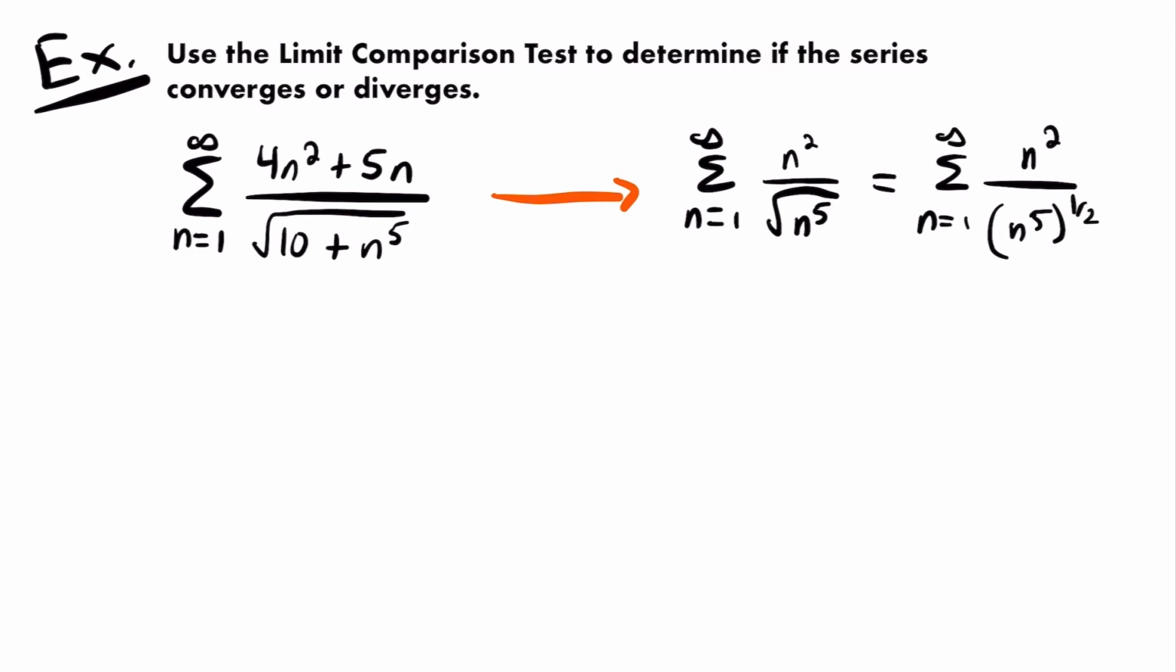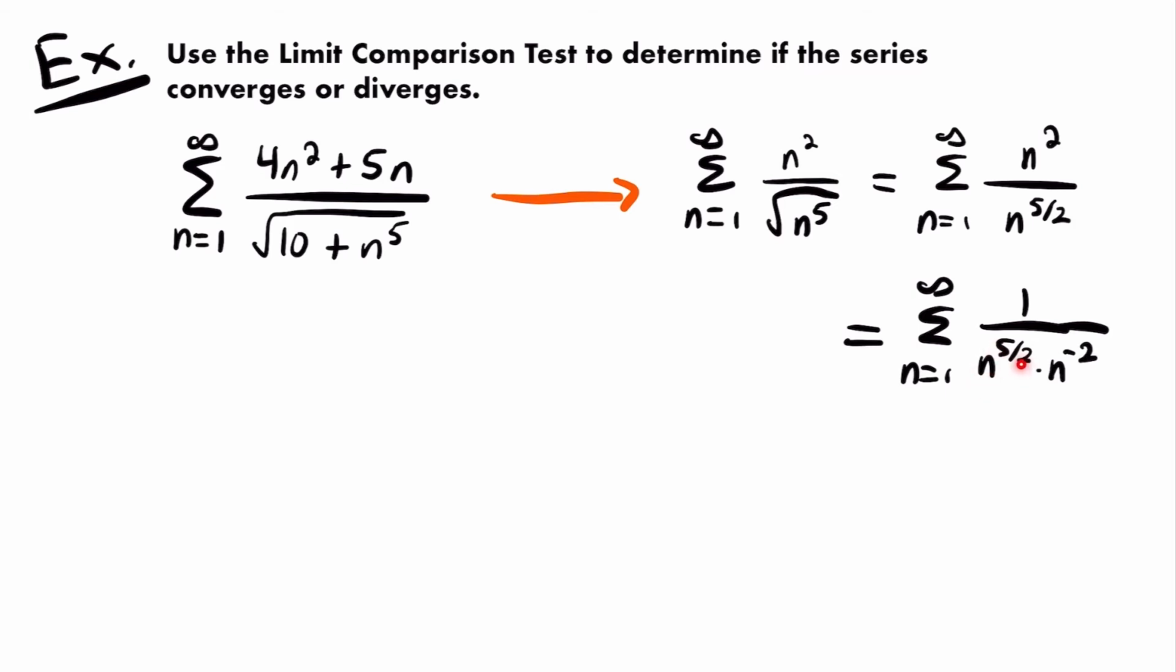Now we could simplify this by multiplying those exponents. When you have a value raised to a power and that whole thing is raised to a power, you can simplify by multiplying the exponents. So 5 times 1/2 is 5 halves, and our denominator will be n to the 5/2 power. This comparison series isn't currently in a form where we can easily decide if it converges or not, so if I move this n to the 2nd power to the denominator to make that exponent negative, this will be equal to the sum from n equals 1 to infinity of 1 divided by n to the 5/2 power times n to the negative 2nd power.